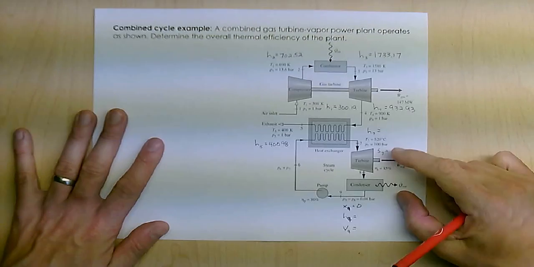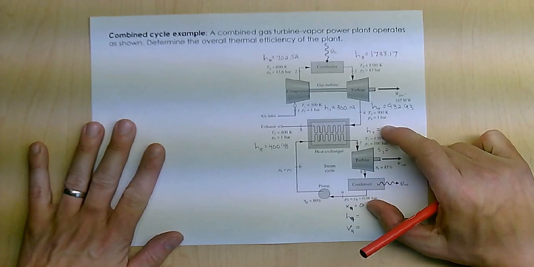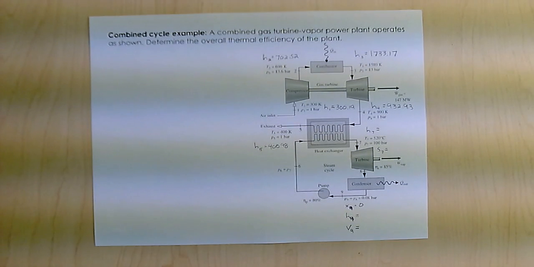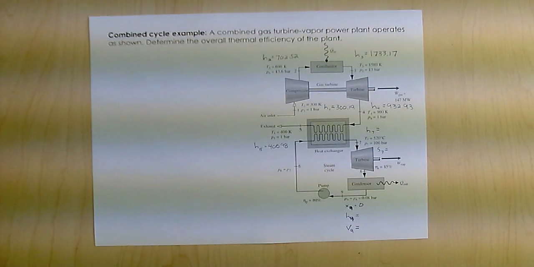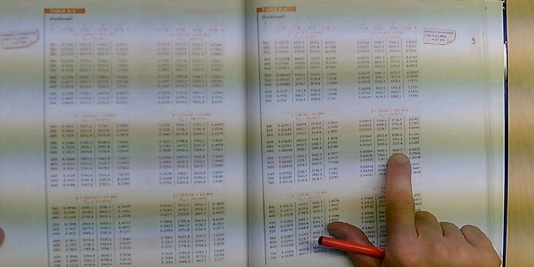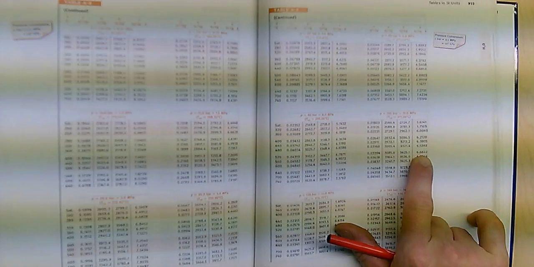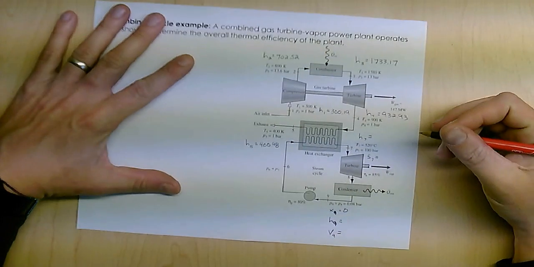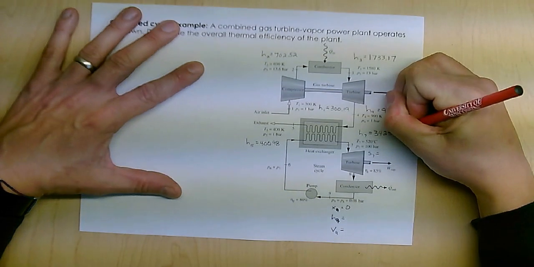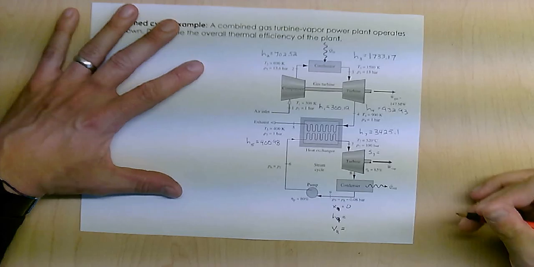I've got all of those, and the only two steam values I have are H7, which is 100 bar at 520 degrees Celsius. So I go to my water table, and I'm going to 100 bar and 520. Now, for this one, I need both my H value, which is 3425.1, and my S value, which is 6.6622. So I'll go ahead and jot those down.